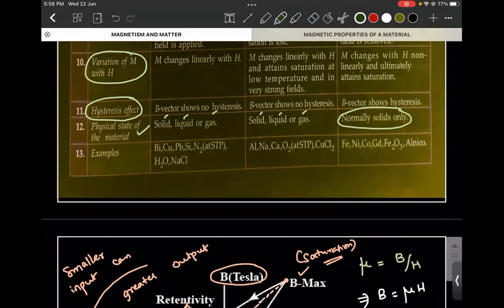Similarly, if you see the examples of diamagnetic substance: bismuth, copper, lead, silicon, nitrogen, water, NaCl, all these are diamagnetic materials. Whereas on the other hand, aluminum, sodium, calcium, oxygen, CuCl2, all are paramagnetic materials. Whereas when you talk about iron, nickel, cobalt, Fe2O3 and alnico, alnico stands for aluminum, nickel, cobalt, these are all ferromagnetic materials.